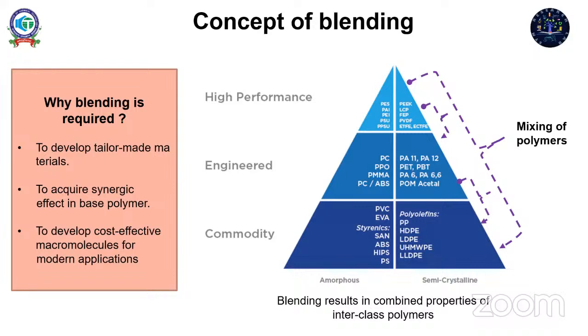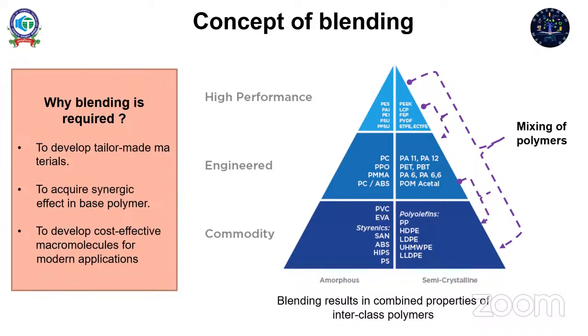So when you mix it with ABS, the ABS material has an elastomeric component in it, due to which it increases the impact strength of the polystyrene material, or lowers its brittleness. So the base material is polystyrene, and the synergistic effect is gained by mixing it with ABS. Then again, to develop cost-effective macromolecules for modern applications.